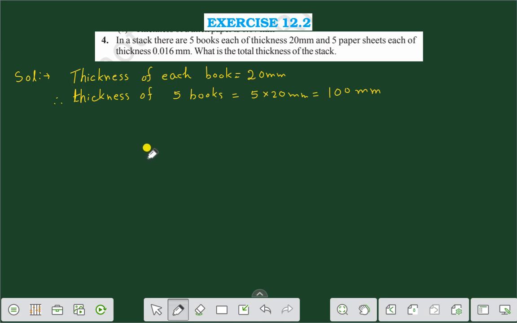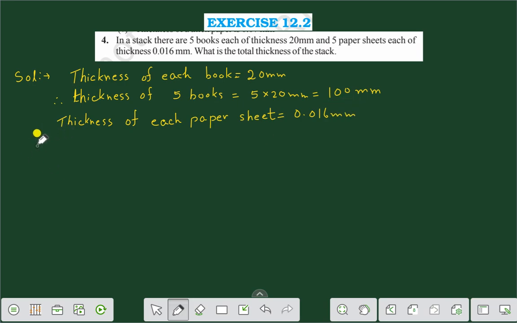Right? Now, thickness of each paper sheet. Thickness of each paper sheet is equal to 0.016 millimeter.